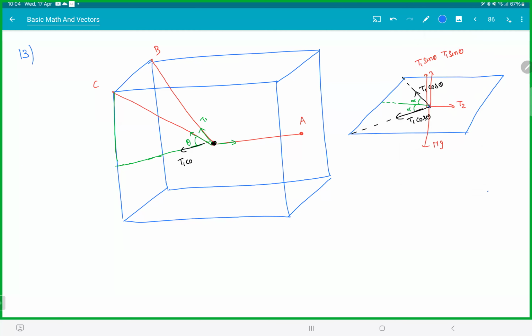Chemistry, right? There is a compound called PCl5. It has a kind of structure like this only. We'll learn later on.